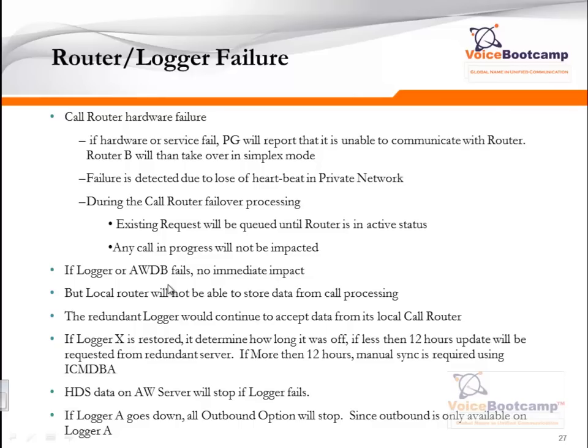Now, if the logger or AWDB fails, then there is no immediate impact, but the local router will not be able to store data if the logger fails. If logger X, for example, is restored, it is determined how long it was off. If it was off less than 12 hours, then an update request will come from the redundant server. But if the server has been down for more than 12 hours, then manual synchronization is required using the ICMDB utility. The historical data server on the AW server will stop if the logger fails.